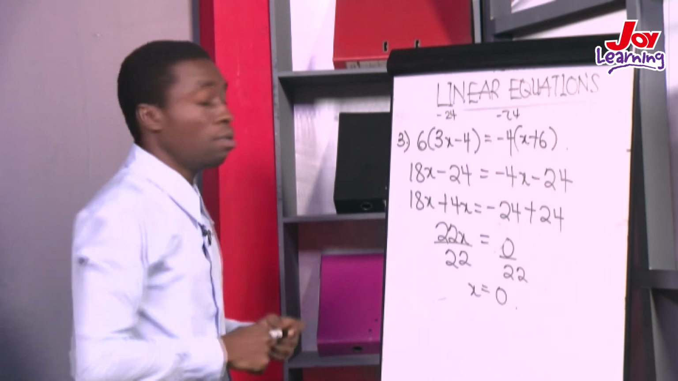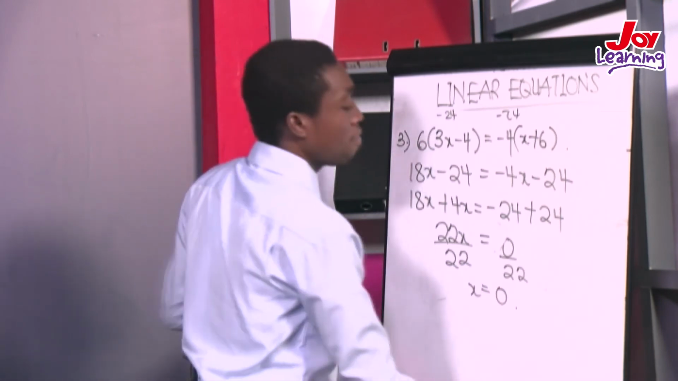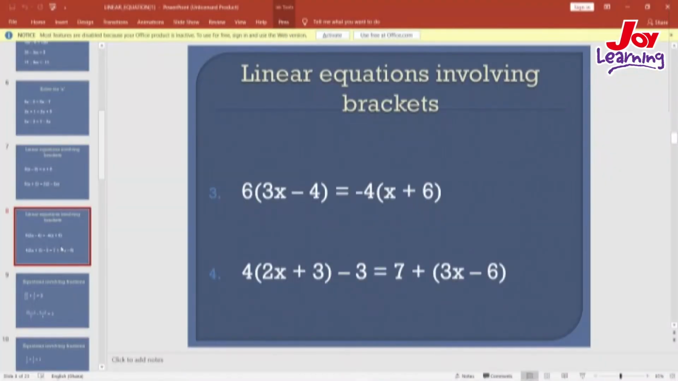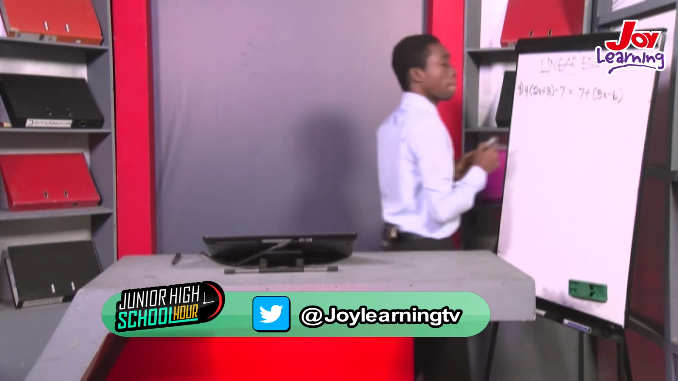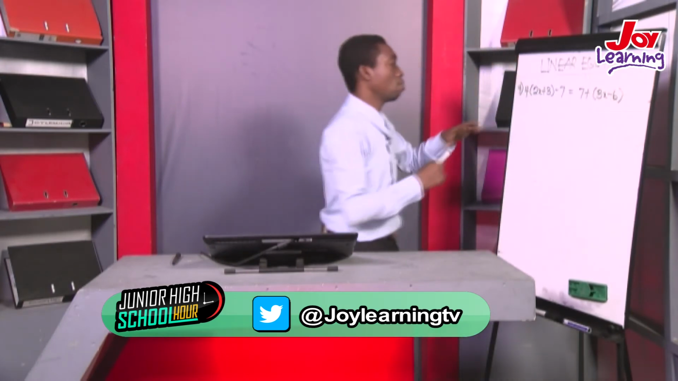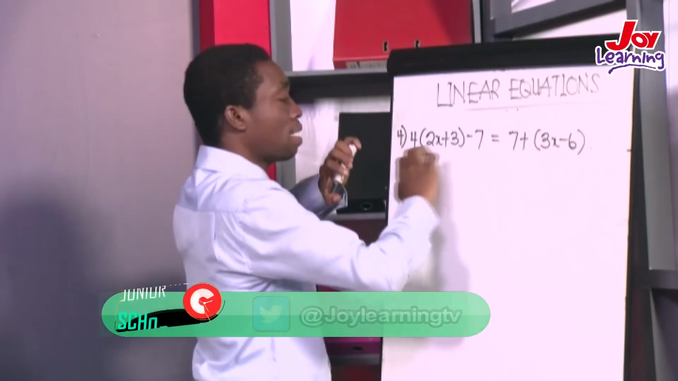Okay, now let's look at the fourth one. The fourth question. We have 4 into bracket 2x plus 3, minus 7, that's on the left hand side of the equation, to be equal to 7 plus 3x minus 6. Okay, so in this case, let's just go. So we have 4 into bracket 2x plus 3.